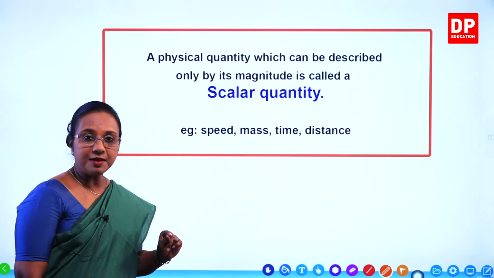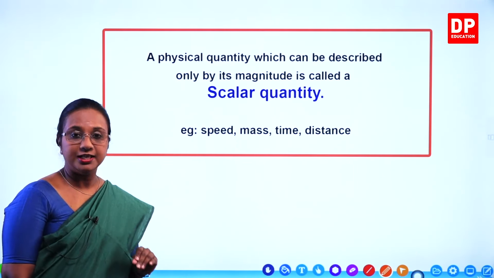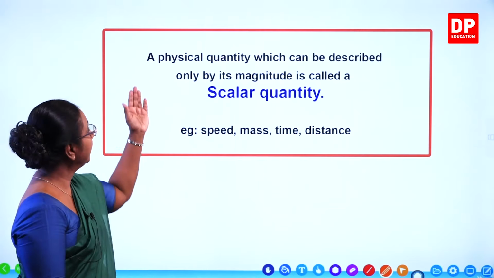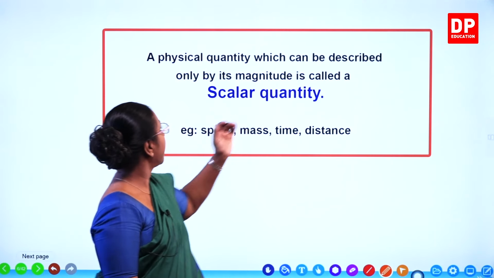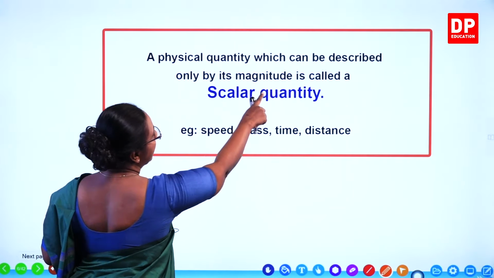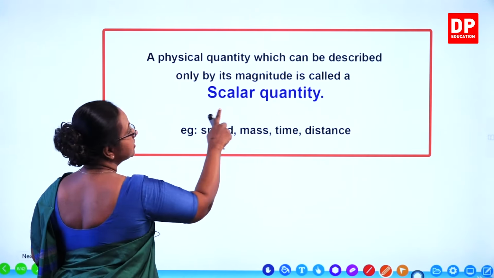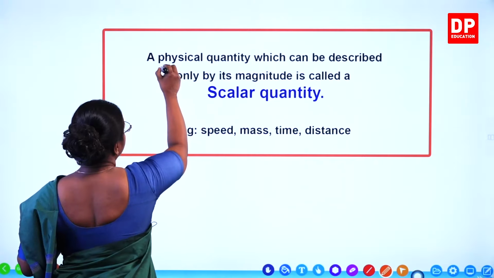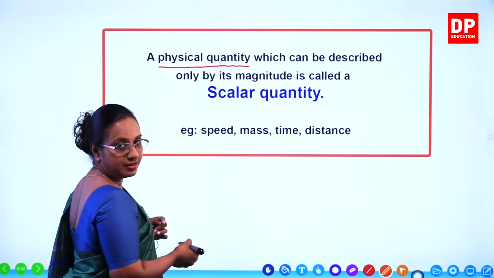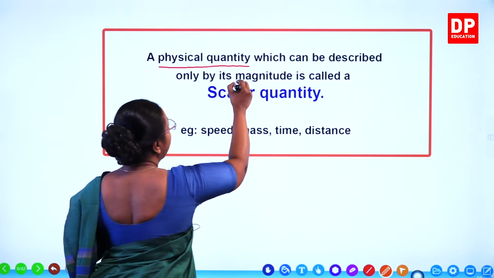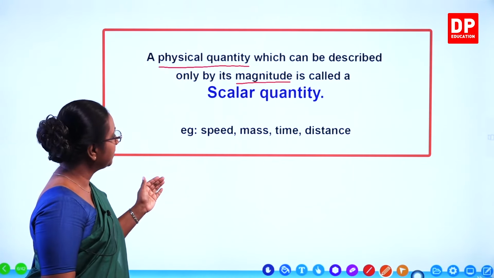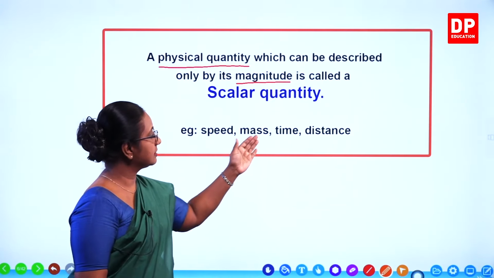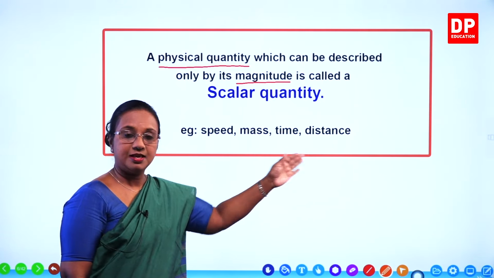So for an exam, if they tell you to define scalar quantities, you will have to write this definition. A physical quantity which can be described only by its magnitude is called a scalar quantity. So you have to say physical quantity, that is a measurable quantity, and magnitude only. And the examples are speed, mass, time and distance.